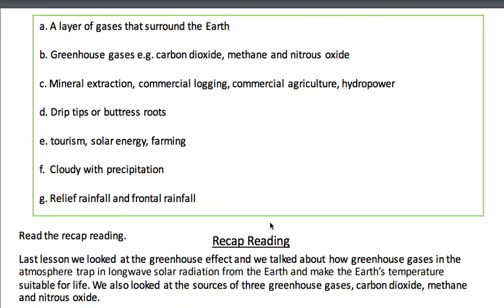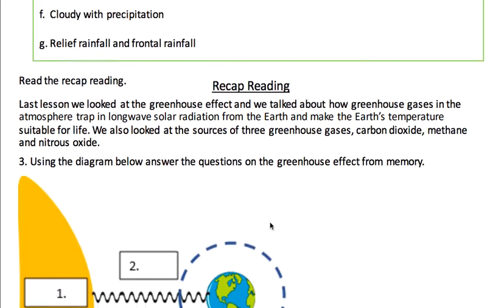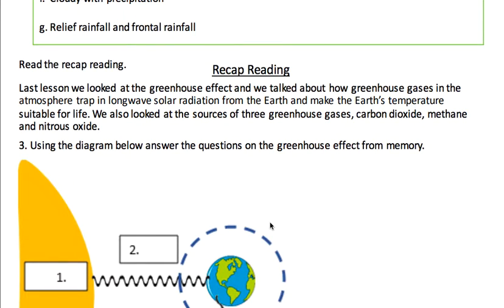C, mineral extraction, commercial logging, commercial agriculture and hydropower. D, drip tips or buttress roots. E, tourism, solar energy and farming. F, cloudy with precipitation. G, relief rainfall and frontal rainfall. Next step, read the recap reading.